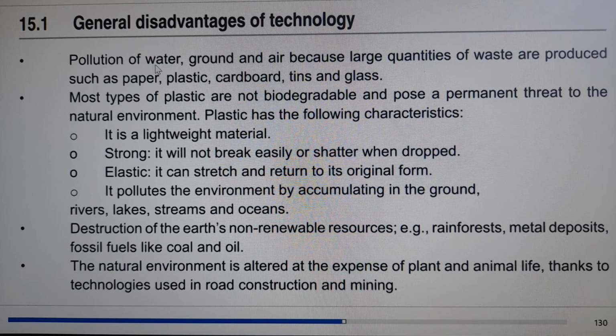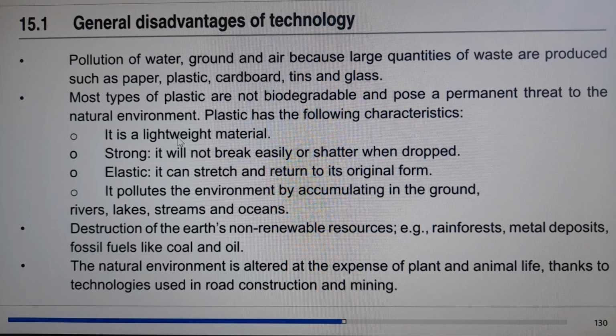First one, pollution of water, ground, and air. I am repeating this so that you know what to study and how to study. Disadvantages of technology: pollution of water, ground, and air. Number 2, most plastics are not biodegradable. Number 3, destruction of Earth's non-renewable resources. Number 4, the natural environment is altered. Over and above that, you need to know the characteristics of plastics.